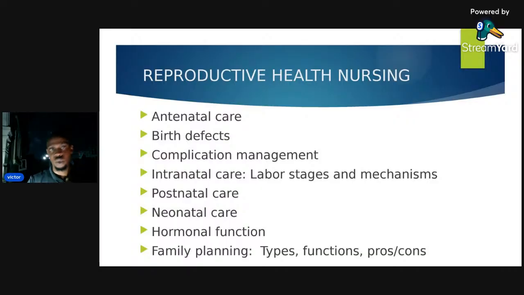Hormonal functions. What hormonal functions is all about is hormones that play a role in pregnancy. You have your progesterone, you have your estrogen, you have your prolactin, which is responsible for breast milk production. And you should also know that colostrum, which is the yellowish portion of breast milk, is usually produced from the 16th week of gestation till birth, and that is why you would allow mothers to initiate breastfeeding immediately after delivery.